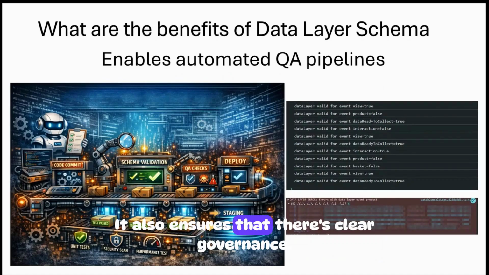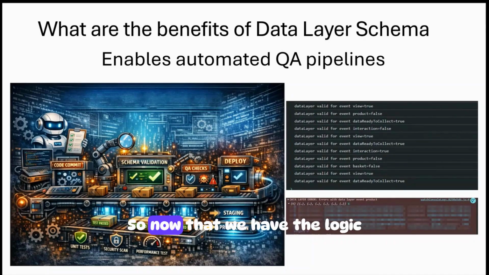It also ensures that there's clear governance. So now that we have the logic for how the data layer is supposed to work, we are able to automate the process for evaluating that it is set correctly. Imagine within the console log a notification that something did not work correctly. And since you do have this clear governance, you also have a much better chance of not accidentally sending data that is going to get you in hot water with the data governance team.